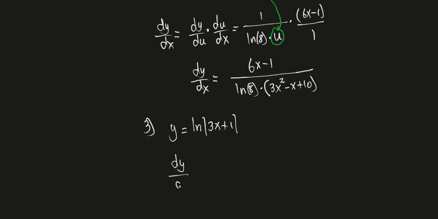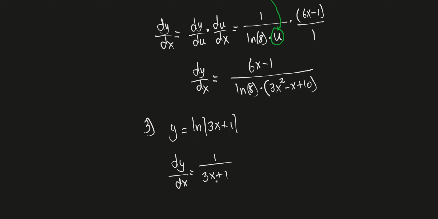And basically, this is how you could say it out. We could say it in words for the logarithmic function, with or without the absolute value. The derivative of the natural log is going to be the reciprocal of what's inside. So it's 1 over the 3x plus 1, right? And that's the first part of the chain rule.